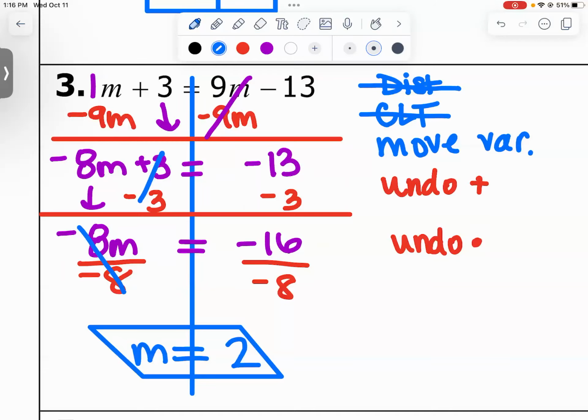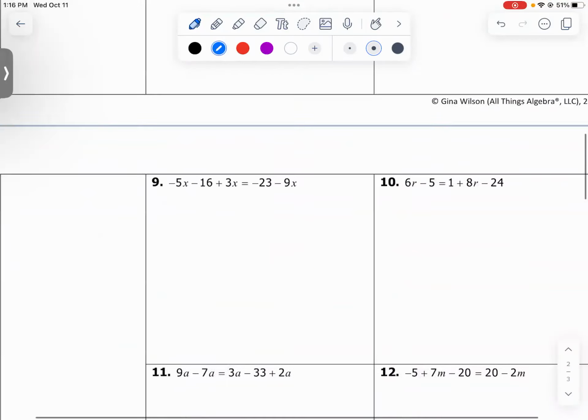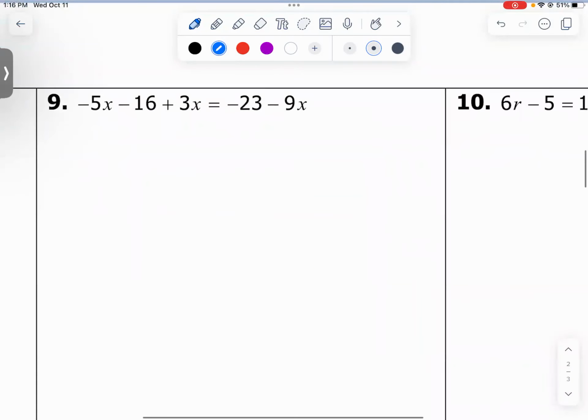All right. What I want you to do is turn the page and we're going to look at number 9. Number 9. Number 9. Oh, crap. Oh, it's not that bad.